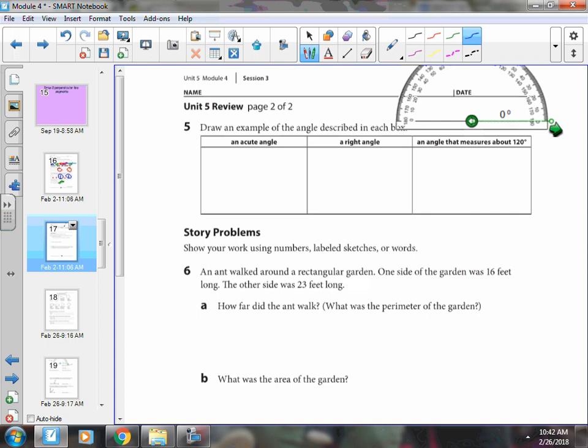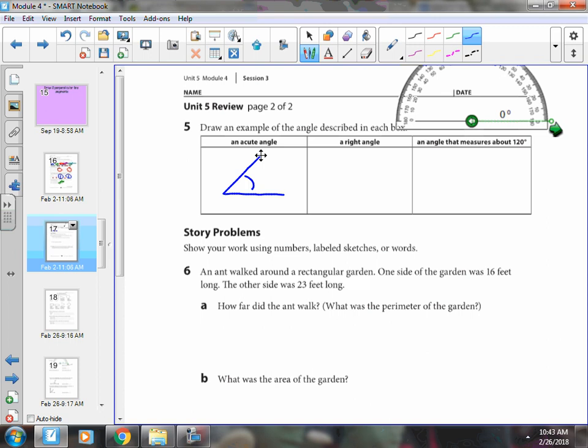The first one is an acute angle, so go ahead and draw something that's less than 90. And it doesn't matter if your angle is facing to the right or facing to the left, as long as it's less than 90 degrees. Put an arc in there to show which part of the angle you want people to look at.